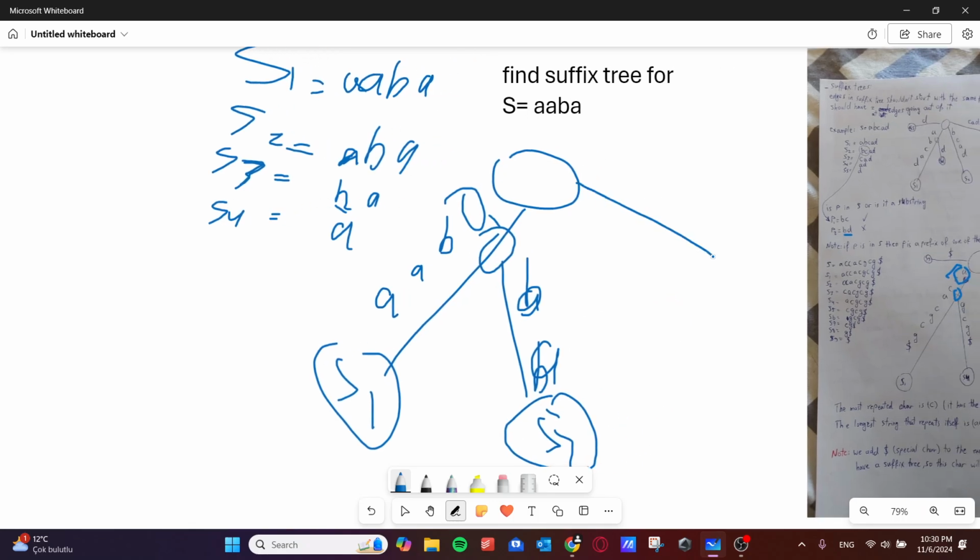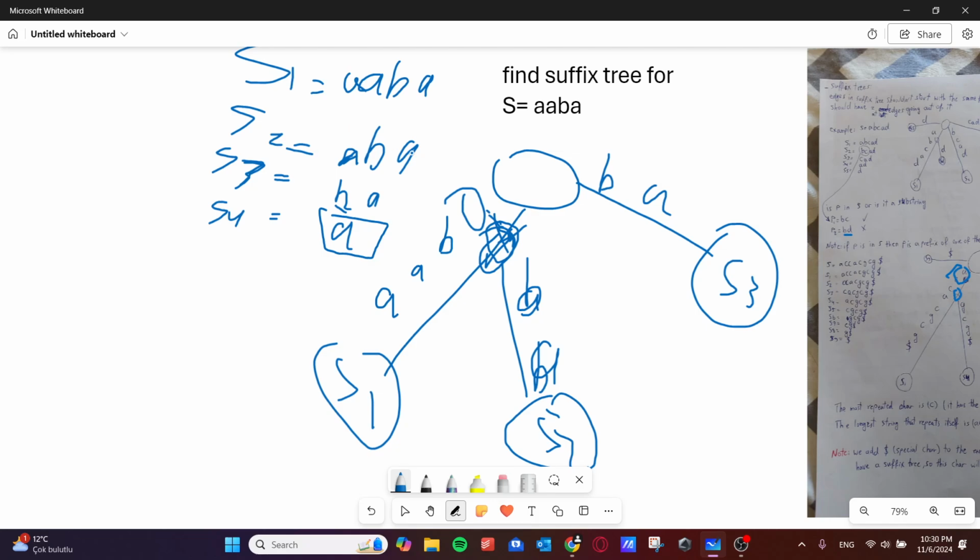Then BA, S3. I have here B and A. Here, to represent A, I can't put a new edge, because there will be two edges starting with the same first character, which is wrong. So I should put the A here, but it's wrong. We can't put it like this. Okay, guys?